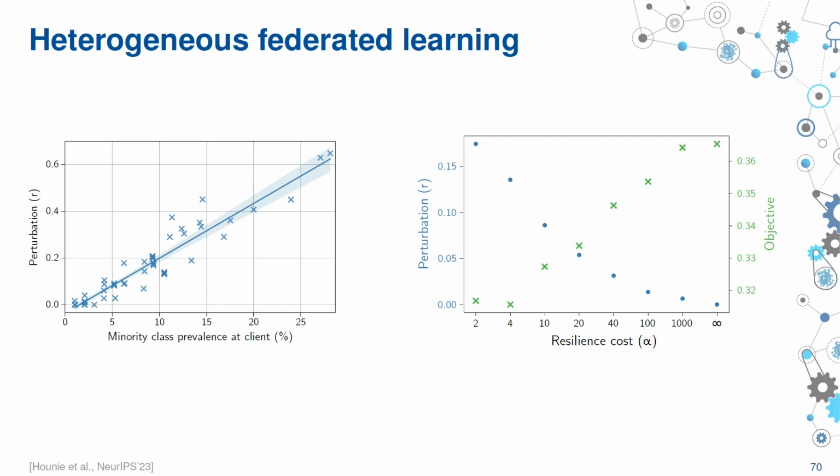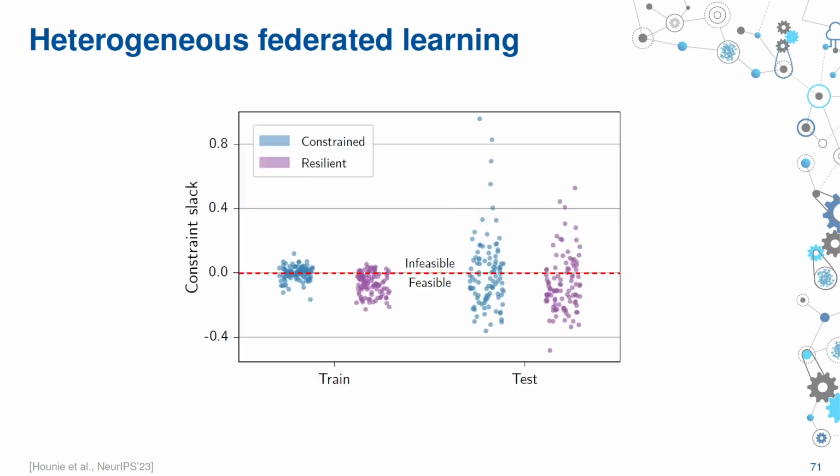Another interesting plot is this one, where we are showing the prevalence of the minority class versus the value of the perturbation, and you see that as we have more prevalence of the minority class, constraints are relaxed more, right? And that's consistent with the statement that more difficult individuals have higher relaxations.